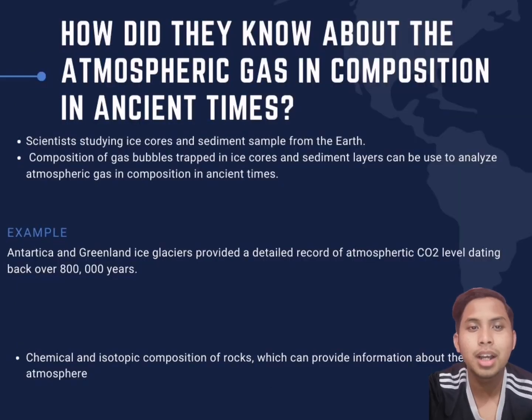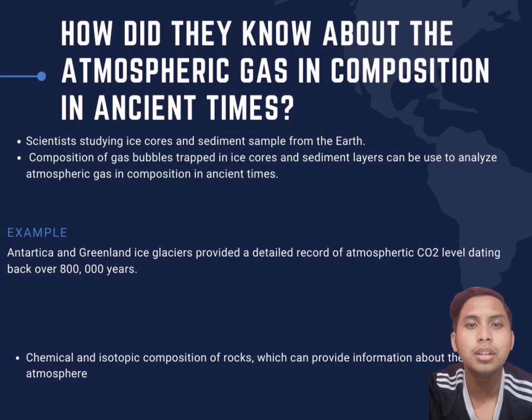Scientists have determined the atmospheric gas composition of ancient times primarily by studying ice cores and sediment samples from the Earth. By analyzing the composition of gas bubbles trapped in ice cores and sediment layers, scientists can determine how the Earth's atmosphere has changed over time. For example, ice cores taken from glaciers in Antarctica and Greenland have provided a detailed record of atmospheric carbon dioxide levels dating back over 800,000 years.